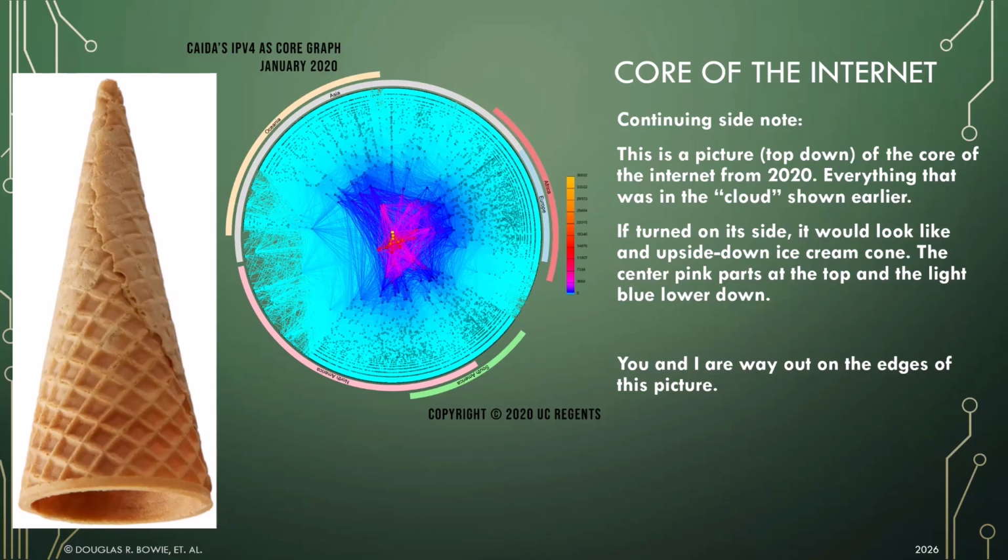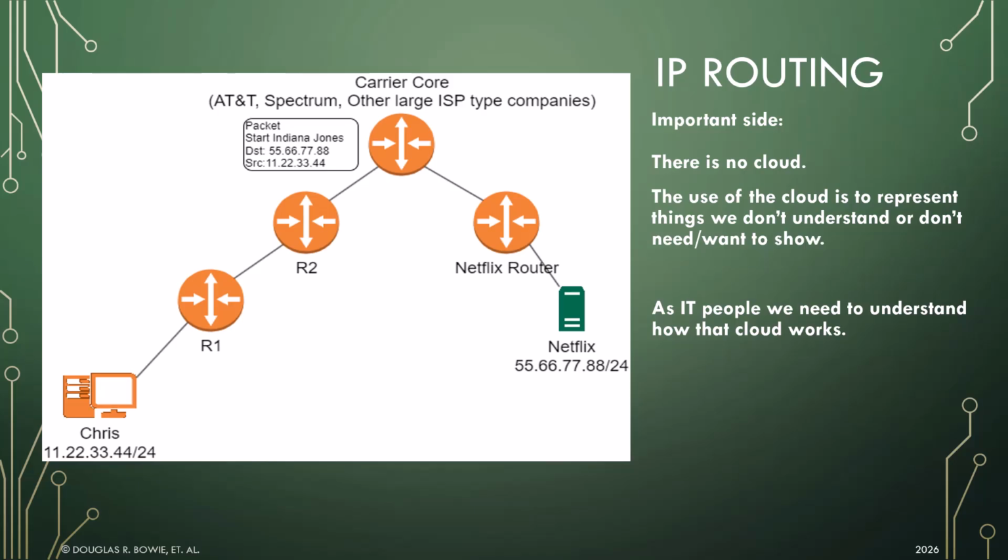All right, let's go back to our routing discussion. So as we move back here, we're going to replace our cloud with a carrier core. AT&T, Spectrum, other large ISP type companies, they're going to make up that ice cream cone in the middle. That's why we use the cloud at the beginning, because I don't know how many routers it might go through to get there. That's one of the reasons we run the trace route. The truth is, there is no cloud. We use it visually, but there is always a machine. There is no cloud. There is just somebody else's machine or somebody else's router. So as IT people, we kind of need to know how a bunch of this stuff works. So this is a more accurate representation of the path the packets might take.